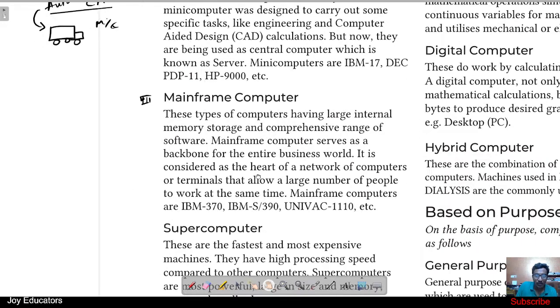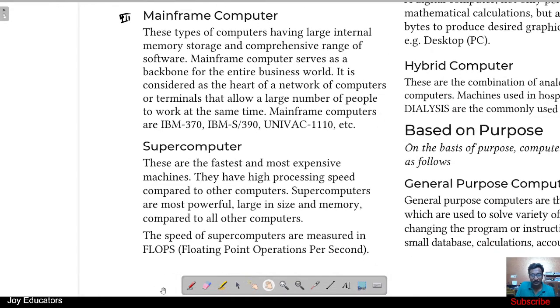And finally, we have what is called a supercomputer. It is the fastest and it is expensive. It has the highest speed. If I just open the computer and open one game, within seconds it opens up. It is called a supercomputer because it has floating point operations per second.